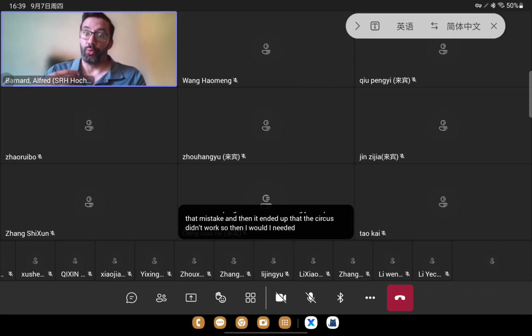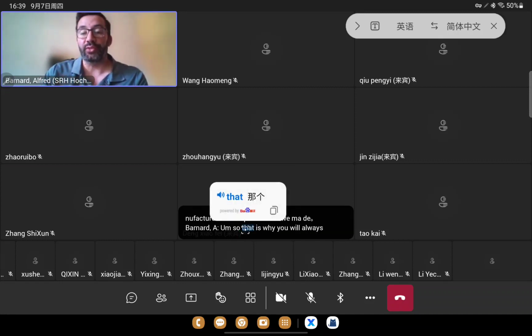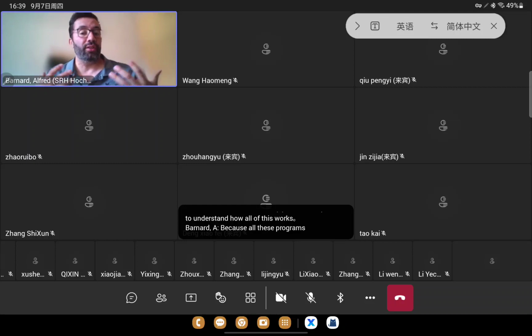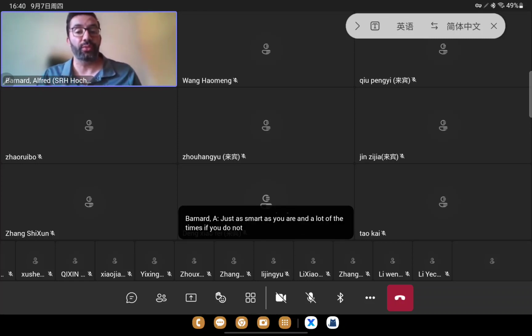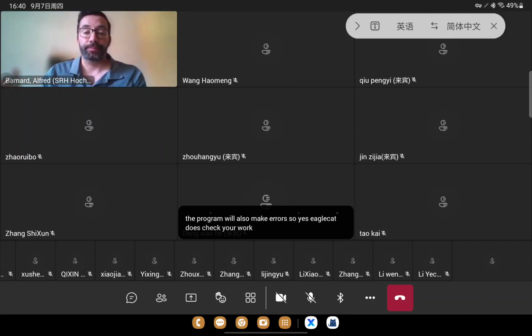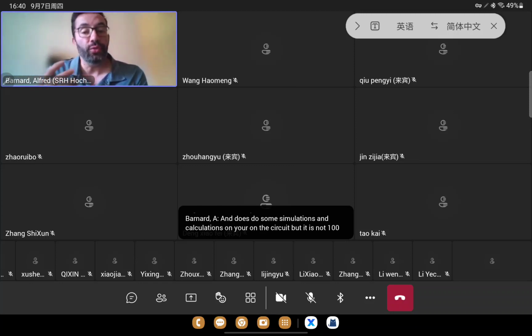So then I needed to redo all of my work and get all the boards that we manufactured at that specific time remade. So that is why you will always have to understand how all of this works, because all these programs are just as smart as you are. And a lot of the times, if you do not understand what you are doing, the program will also make errors. So yes, EagleCAD does check your work and does do some simulations and calculations on the circuit, but it is not 100% foolproof. You will still need to understand what is going on in the circuit, and you will still need to do some calculations, some checking to make sure that it works.